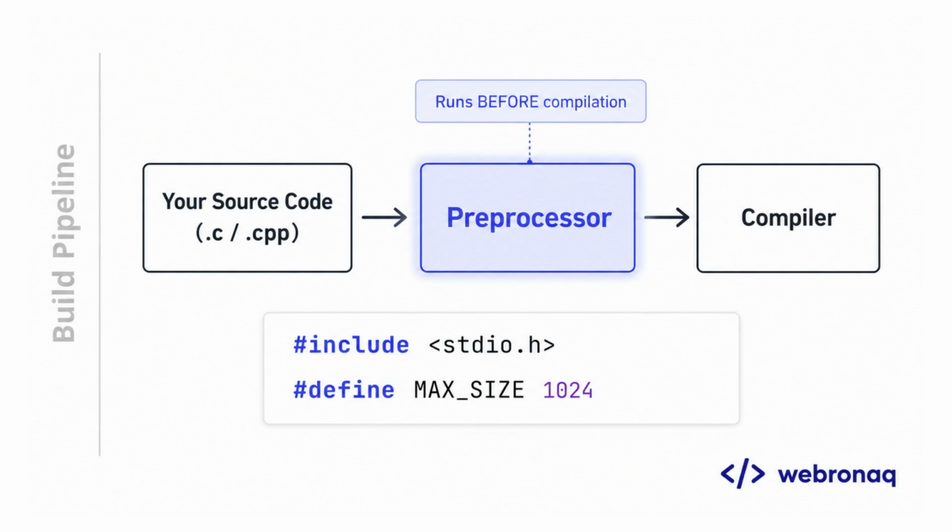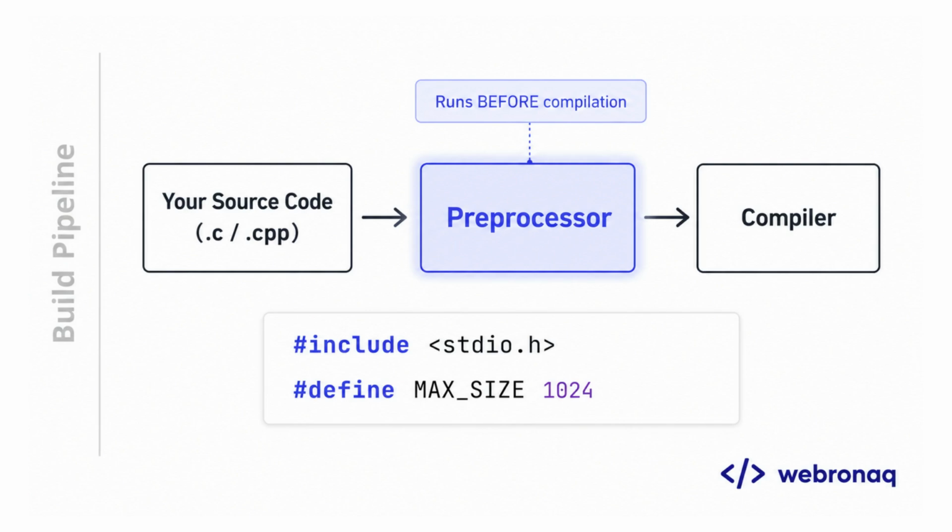Before your C or C++ code ever reaches the compiler, something else runs first. It is called the preprocessor, and most people skip right past it without really understanding what it does or why it exists. Here is the thing. When you hit build, your toolchain does not jump straight into compilation. It hands your source file to the preprocessor first. That step happens entirely in plain text. No types, no syntax trees, no machine code, just text transformation.